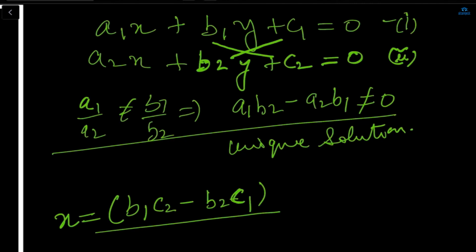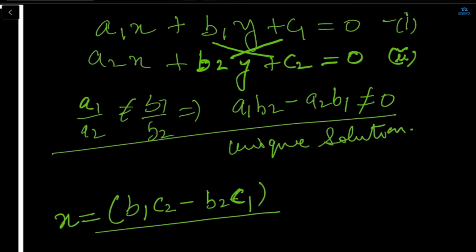We have seen many of the questions. For a unique solution, you are actually going to find the value of x and the value of y. So for a unique solution, we get A1 by A2 is not equal to B1 by B2. This is the condition for your unique solution. That means A1 multiplied by B2 minus A2 multiplied by B1 is not equal to 0. This should not be equal to 0.